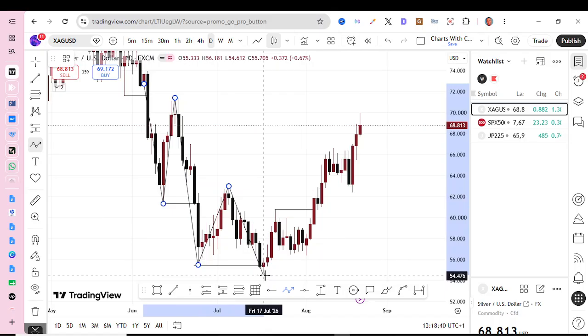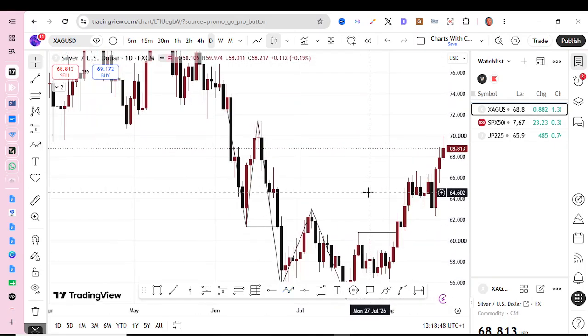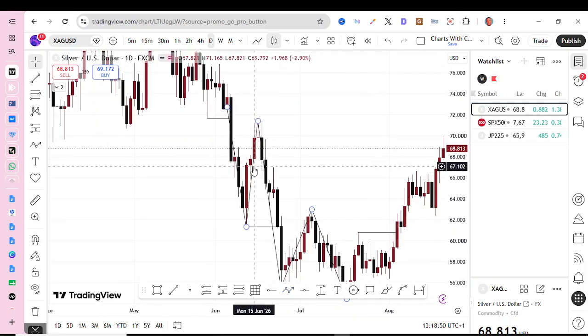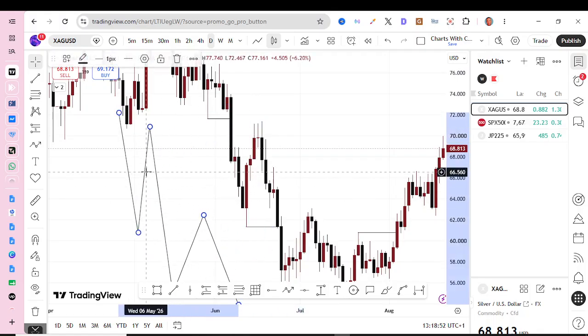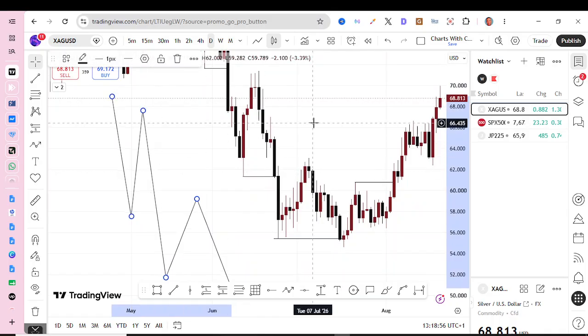This is a sweep now, not a break. So what does this tell you? Price is coming for this high. Let me take this out so you see. Now this is what it looks like, right?